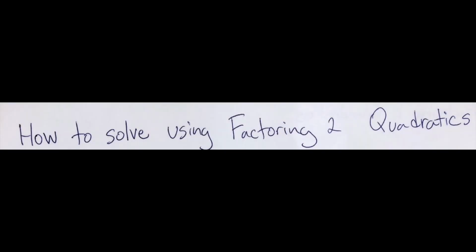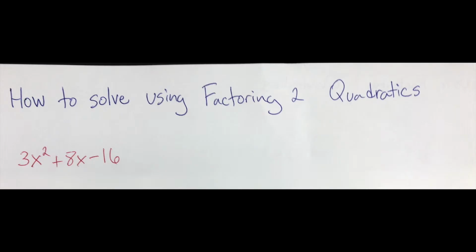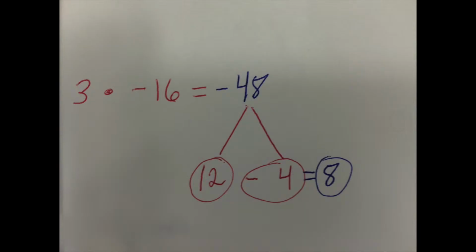Now I will show you how to solve using factoring 2 quadratics. The problem that we will be solving is 3x squared plus 8x minus 16. First we take the first number, which is 3, and multiply it by the last number, which is 16. You get negative 48, and then you find what multiplies to that, and that would be 12 and negative 4. And then you would add those two to get 8, which would be the second number.